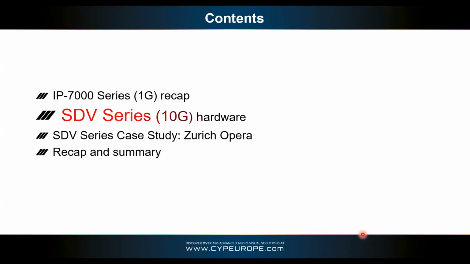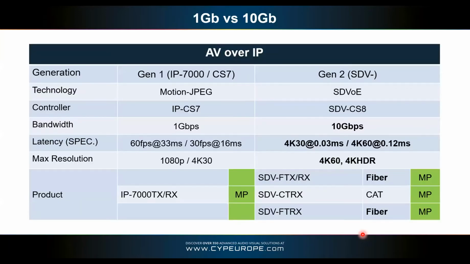Let's have a look now at some of the hardware in this SDVoE 10 gig system. Comparing the two systems, on the left-hand side you see the 1 gig solution, the IP7000s that we all know quite well now. And on the right-hand side, you've got the SDVoE system, which is your 10 gig option. As you can see, the key benefits are 1 gig versus 10 gig, so again, you've got much more bandwidth to play with.